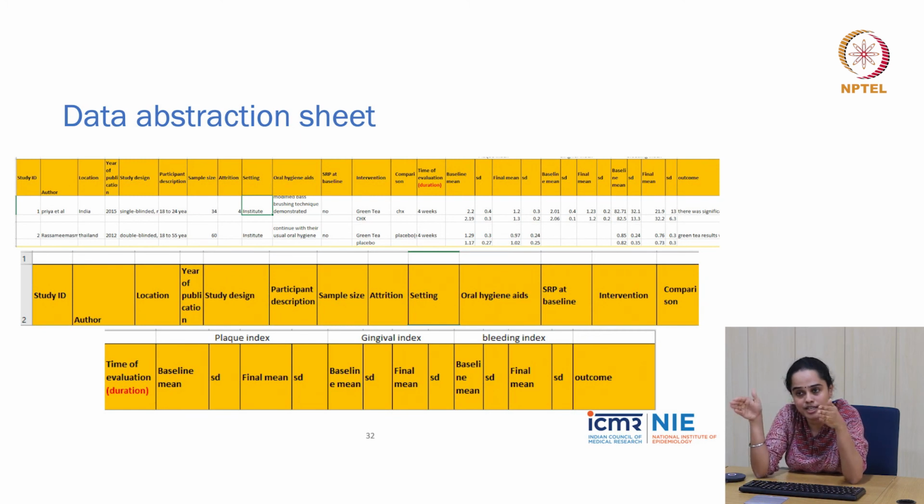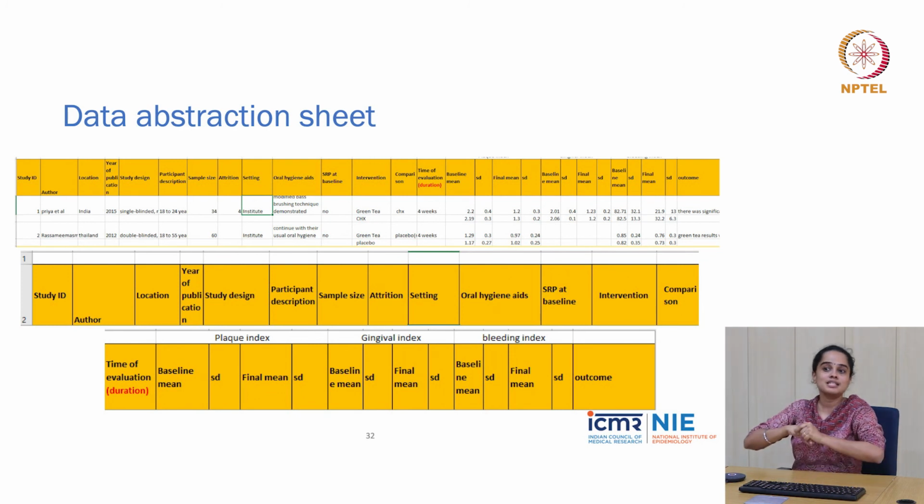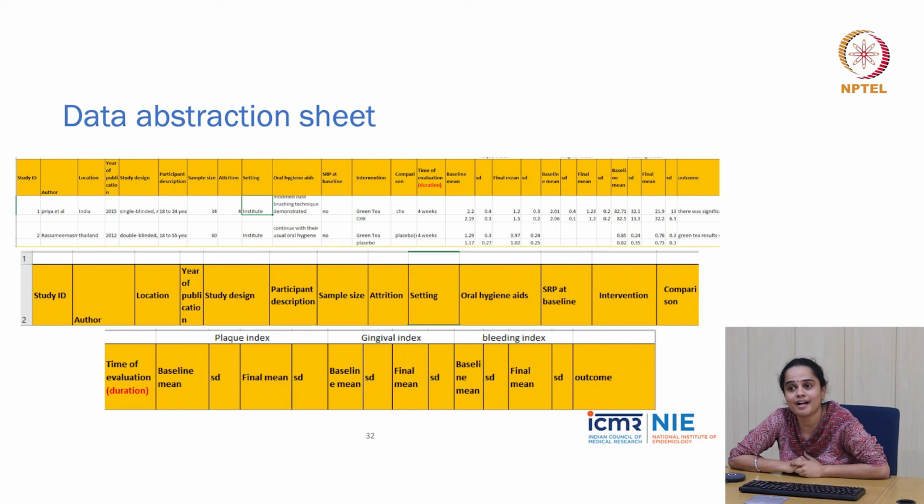Then if you see the next, there are three columns: plaque index, gingival index, and bleeding index. These three are the outcomes that they had used in the study. For each of these outcomes, they have extracted the baseline mean, the standard deviation, the final mean and the final standard deviation. So this has been repeated for each of the three outcomes that they were considering in this systematic review.